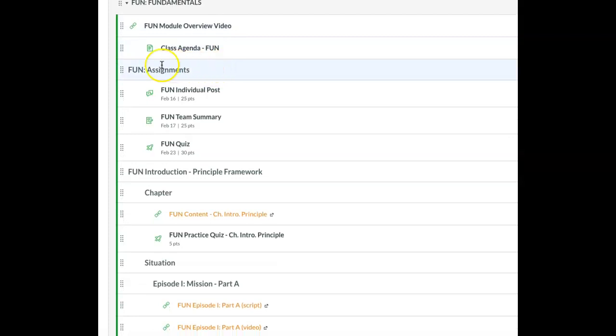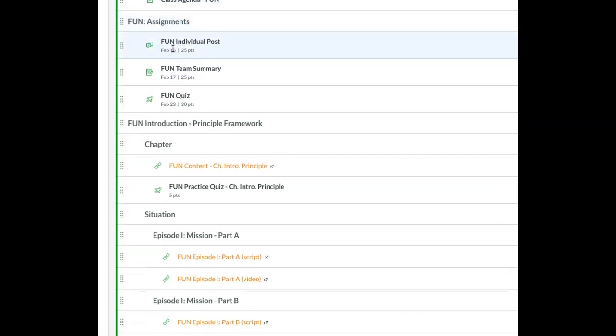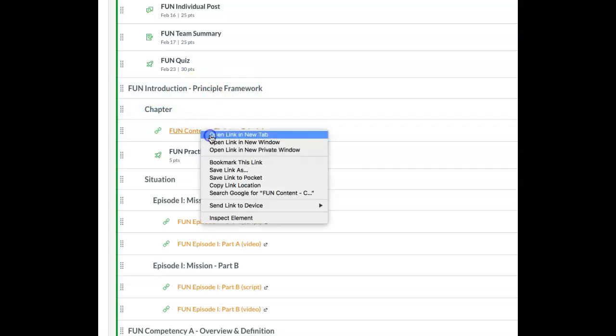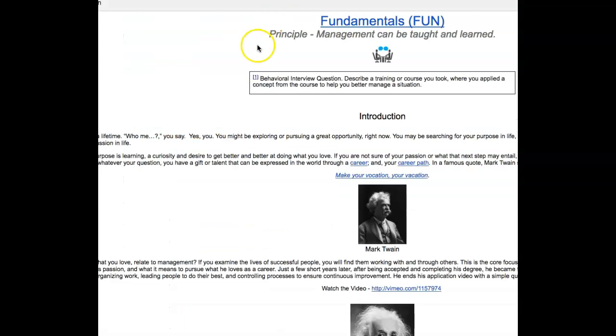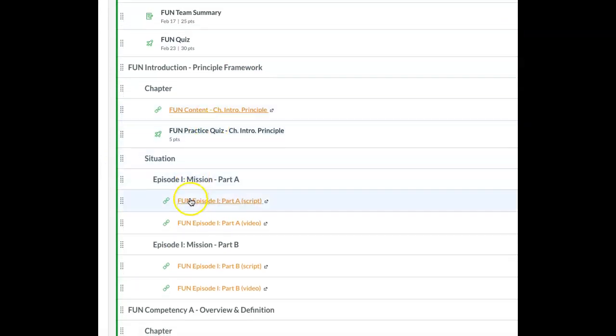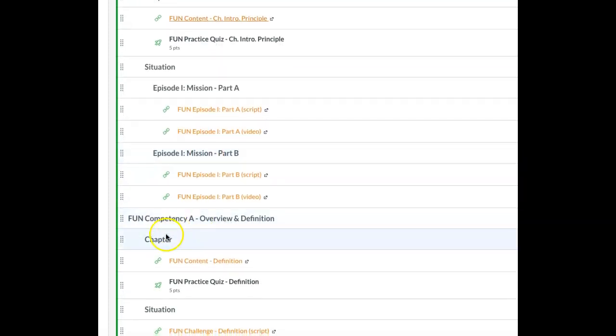and you can see here we're in the fundamentals. That's where the content is, right down here, principle framework chapter. And when you click on this, then what you get is the chapter opens up. And here is the IDC West simulation. There's a video and a transcript. This is a transcript, this is a video, same way for part B. Then there's more text right here.